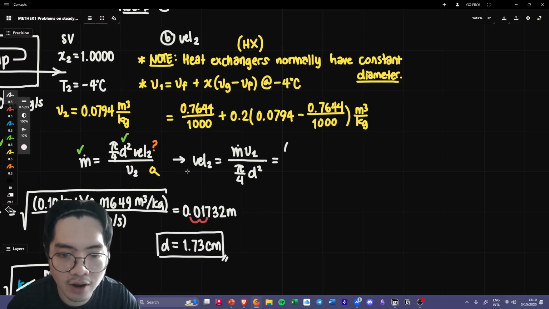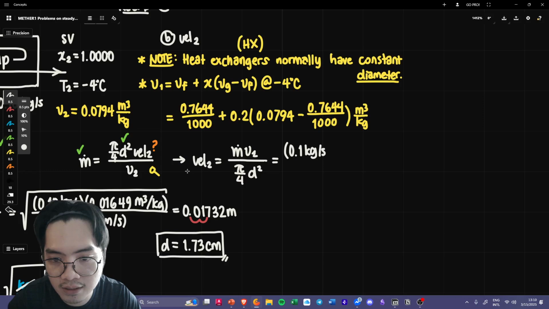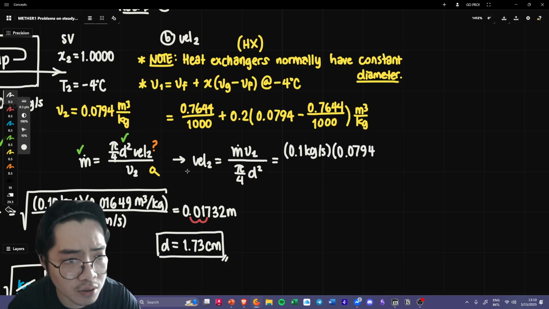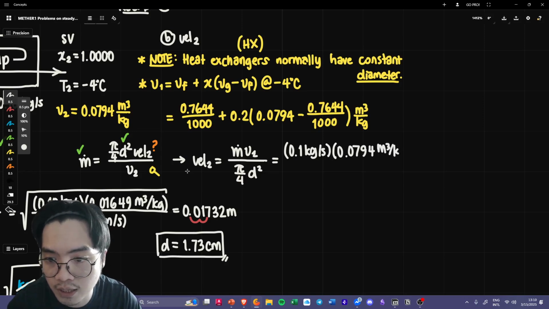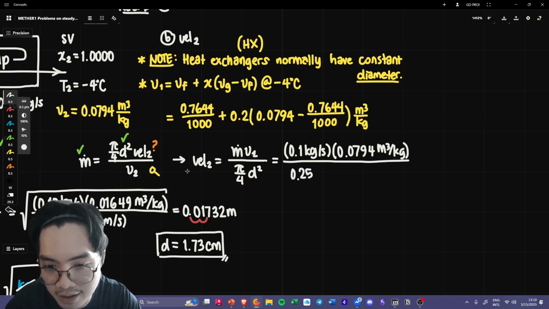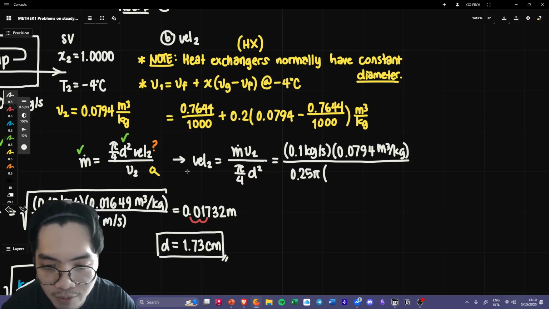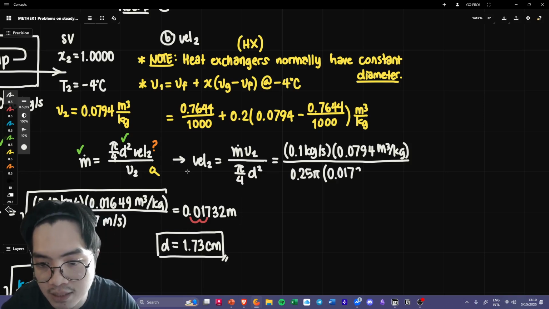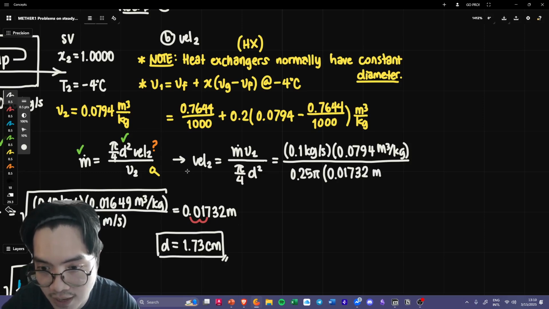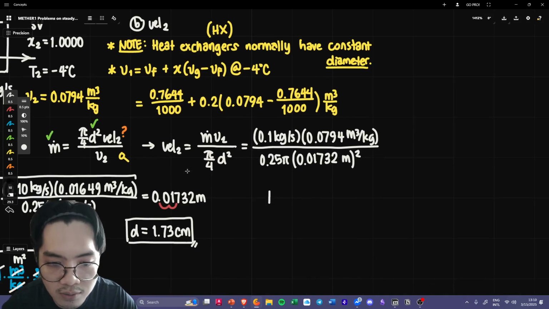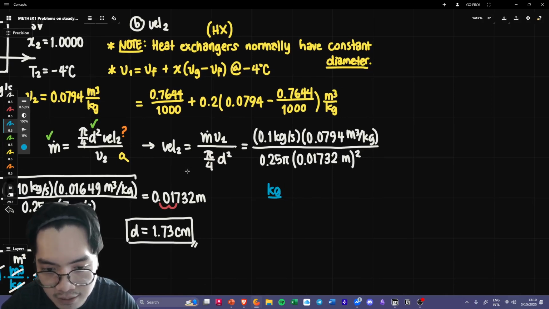Velocity. Your m is 0.1 kilograms per second. Your V2 in here is 0.0794 meter cube per kilogram, all over your pi over 4, your 0.25 pi. Again, this is how I write it down. And then we write down the meter value, because that is the SI unit. So once we do this, kilograms per second and then meter cube per kilogram, cancel.